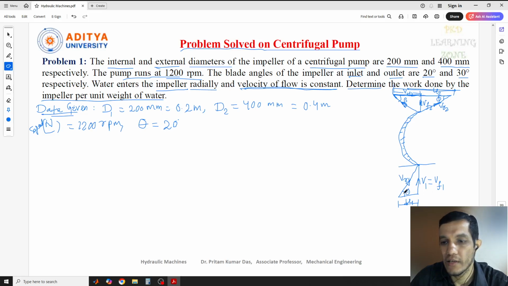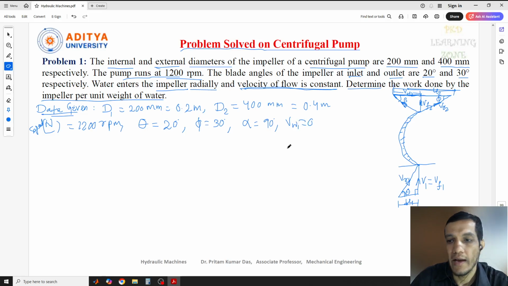Here you can see this is the blade angle, and at outlet condition that will be 5. So this is 30 degree, and water enters the impeller radially. So this statement indicates that our alpha is 90 degree here. Alpha in the sense here will be at this condition, that is alpha equal 90 degree. So though alpha equal 90 degree, VW1 will be 0. And here already I have written V1 equal to VF1.